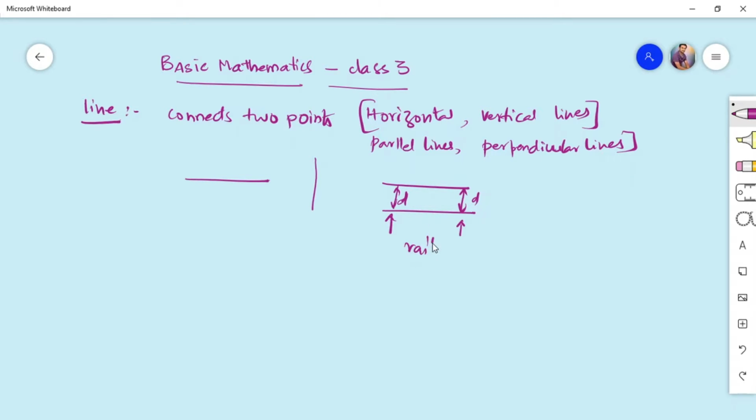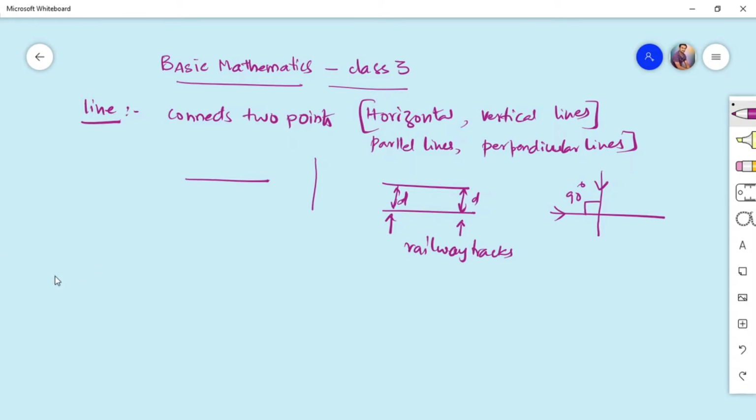An example is railway tracks. We have perfect parallel lines. And what is a perpendicular line? Perpendicular lines means the two lines are crossing at an angle of 90 degrees. This is called perpendicular lines.